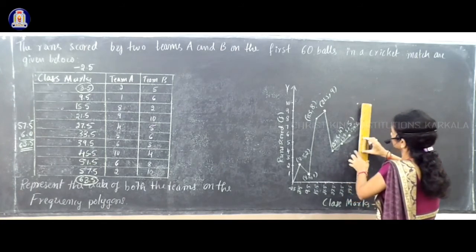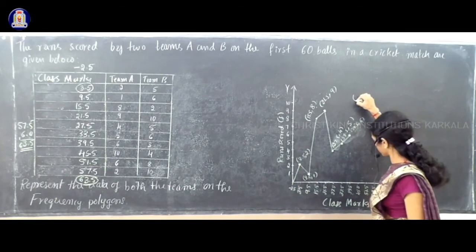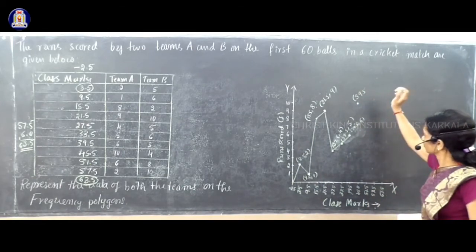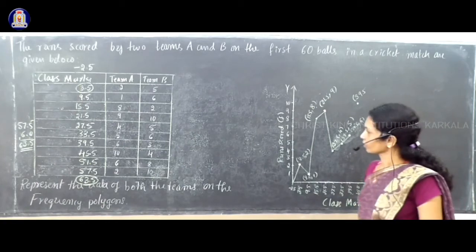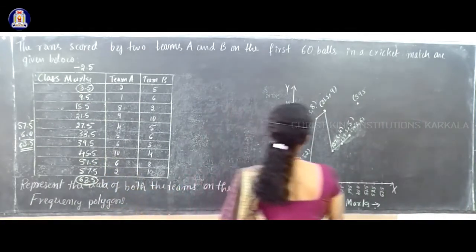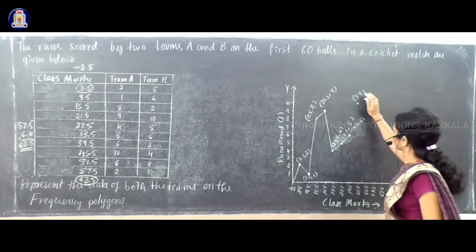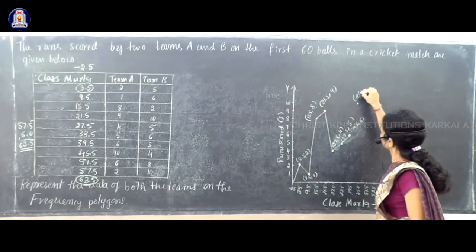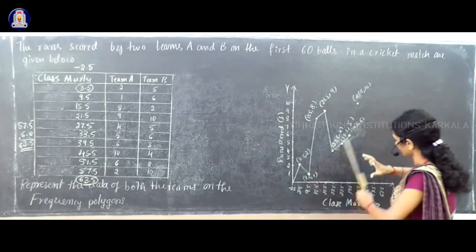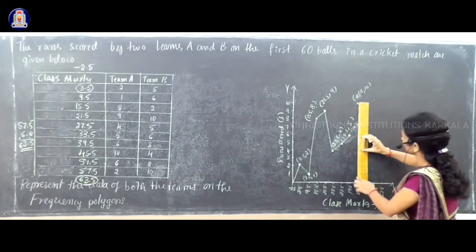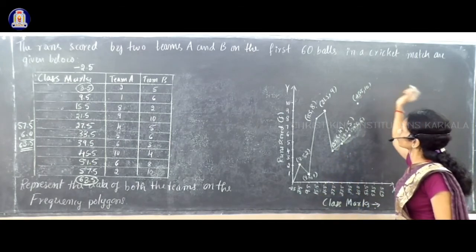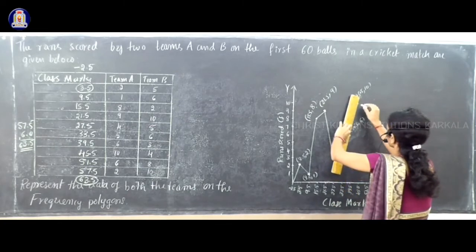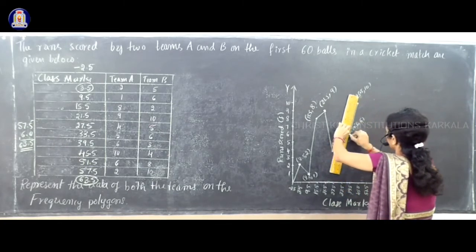Highlight that point and write the coordinates of that. In this line we moved up to 10 at 45.5. So this point's coordinates are 45.5, 10. And immediately you have to join it with the previous point like this.